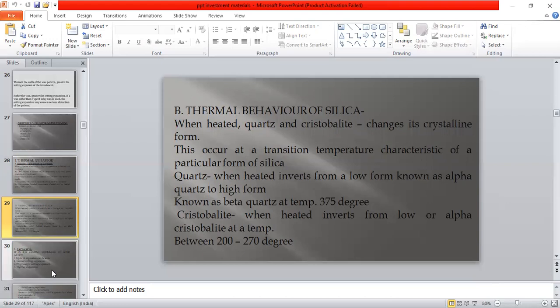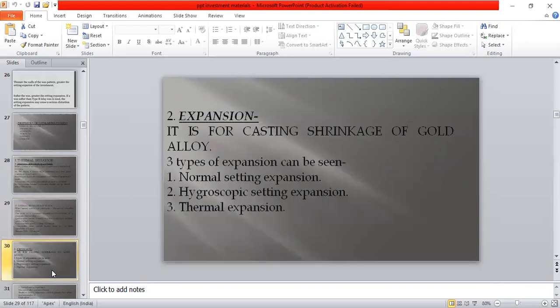In the case of quartz, when it is heated, it inverts from a low form known as alpha quartz to its high form, known as beta quartz, when it reaches the temperature of 375 degrees centigrade. Next, in the form of cristobalite, when it is heated, it inverts from its low form, alpha cristobalite, at a temperature that ranges between 200 to 270 degrees Celsius.